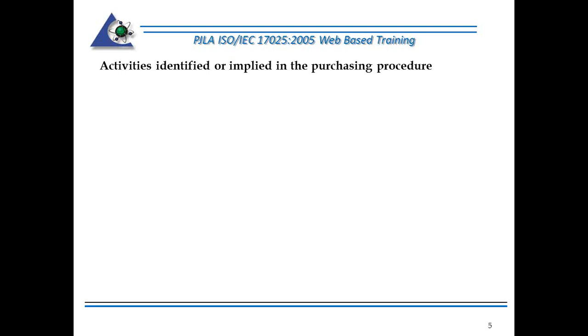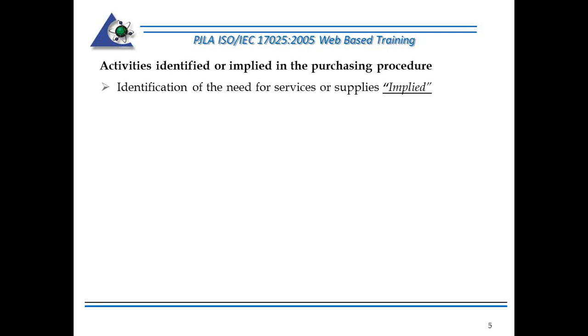Activities identified or implied in the purchasing procedure. Some are directly identified, but there are also some which are simply implied. It doesn't specifically say that you have to do things, but what it does require you to do either is predicated on these other things being done or implies that other activities are necessary. And we'll talk about one of those in particular when we come to it. And it's not a terribly important point because it's logical. When you see it, you'll understand. So there's no real necessity to say that it has to happen.